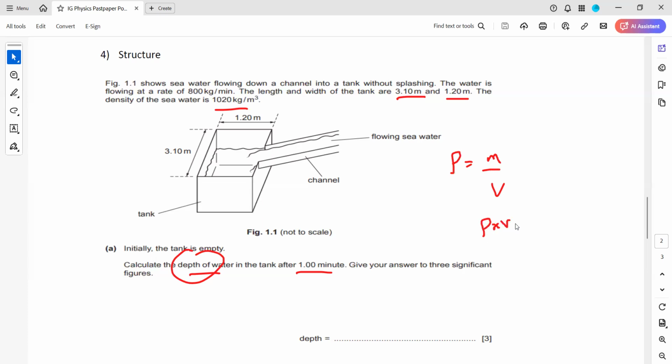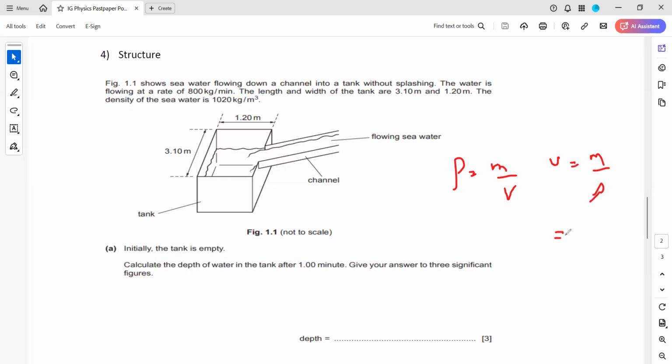Density multiplied by volume will be the mass. So what is the density of water? It's given here. But if we need the volume, density is mass divided by volume, so volume is mass divided by density. The mass of water entering the tank in 1 minute: in 1 minute, 800 kg enters.